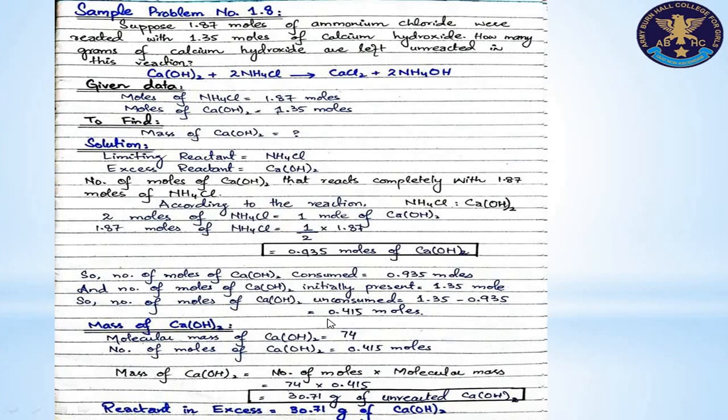We have to calculate the mass. The molecular mass of calcium hydroxide is equal to 74. We have calculated the number of moles, and the mass of calcium hydroxide can be calculated with the help of the formula: the number of moles multiplied by the molecular mass. So 74 multiplied by 0.415 gives us the unreacted calcium hydroxide, and the value is 30.7 grams of calcium hydroxide, which is present in excess amount.